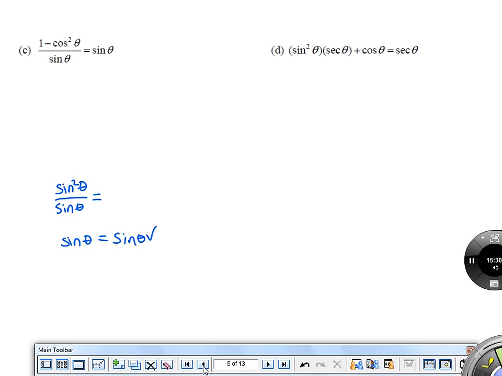Okay, and we write it as 1 over cosine. So when I do that, I have sine squared times 1 over cosine. All right, I'm going to take this extra step of just saying that this means this is this fraction.